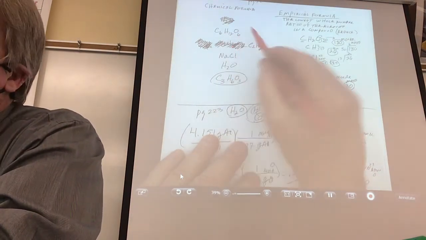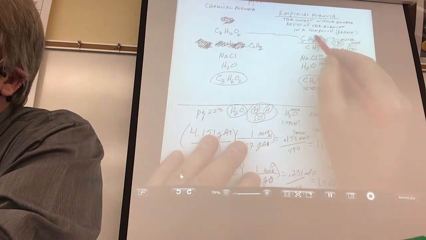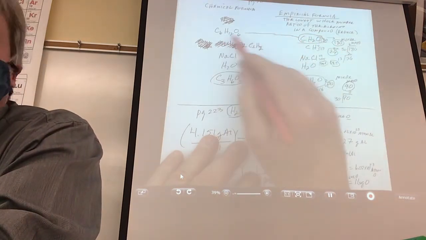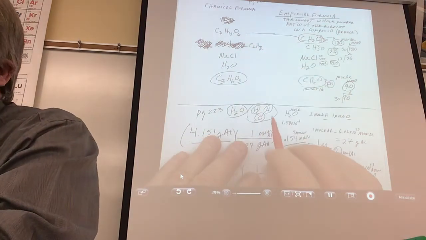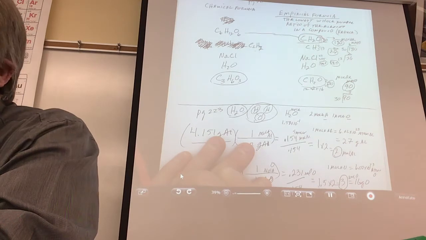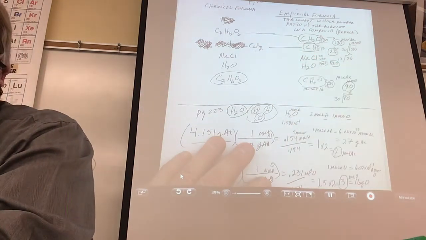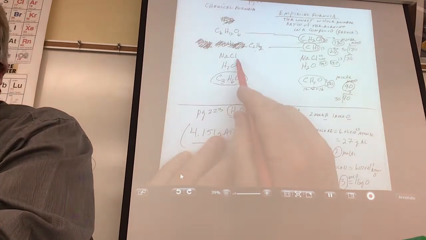So is this an empirical formula? No. It can be reduced to CH2O if I divide everything by 6, right? Is this an empirical formula, C2H2? No, it can be reduced to CH. Isn't that right?